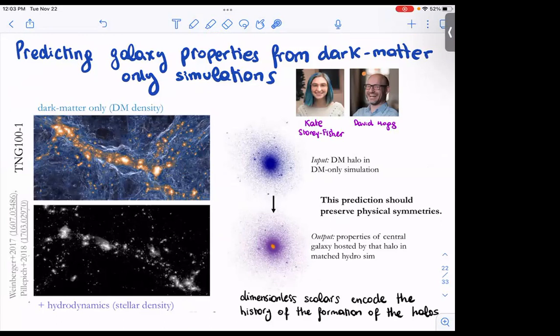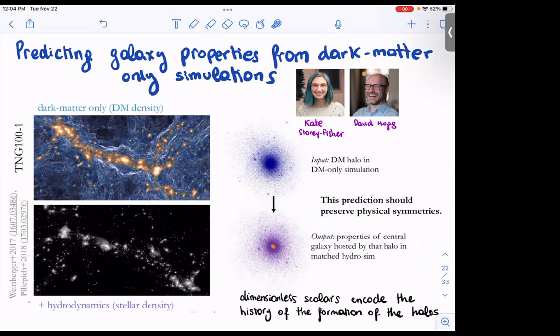There are two types of simulations that they use. There are dark matter only simulations that only use gravity, and there are hydrodynamic simulations that use more complicated models that include gases and how they interact and other things, which makes them way more expensive. So we can think of these as the cheap simulations and the expensive simulations. What they want is to predict what the expensive simulation would have given you by only running the cheap simulation. Basically the input is the dark matter simulation, and they want to predict the properties of galaxies that the hydrodynamic simulation would have given them.